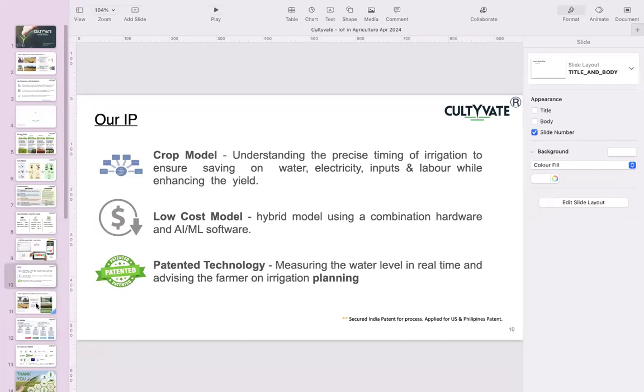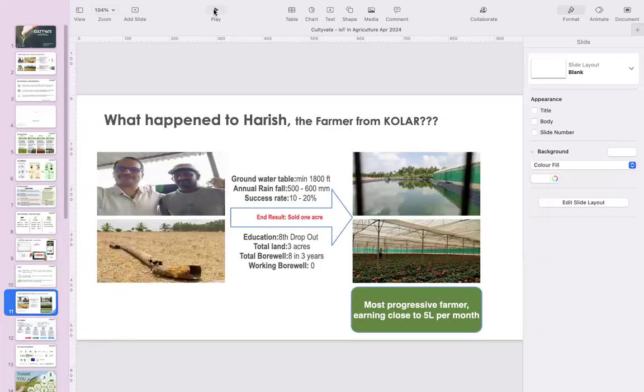And now I want to go back to explain what happened to Harish. I don't know how many of you would have visualized. Harish is still alive, and not only alive, he is earning more than what anyone can be thinking of. What he did is he leveraged technology. He had tried to put 8 bore wells, and all 8 of them failed. He sold 1 acre of land, and for the remaining 2 acres, he went to the government and understood the schemes, what governments are offering. And there were a couple of schemes.